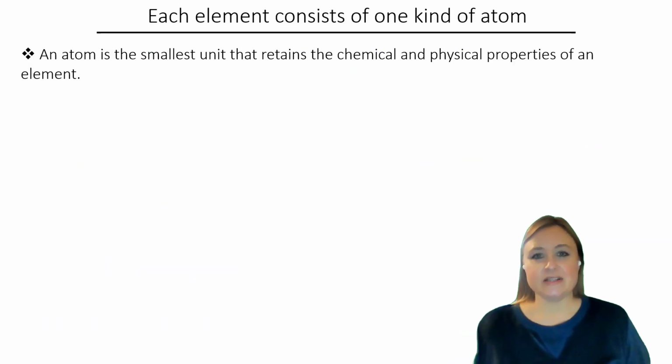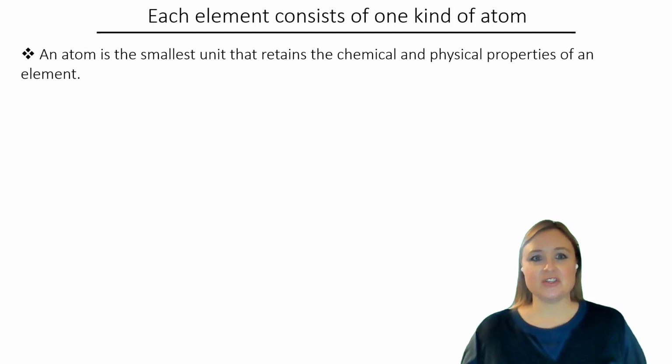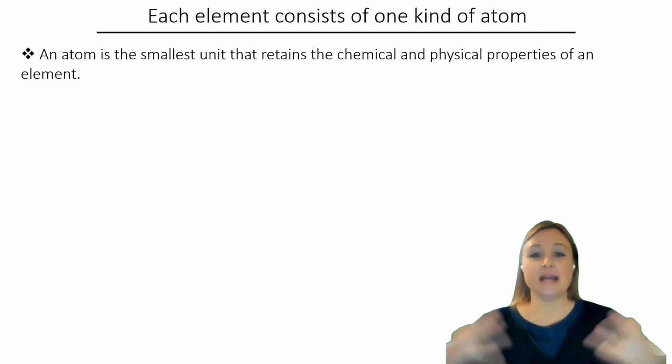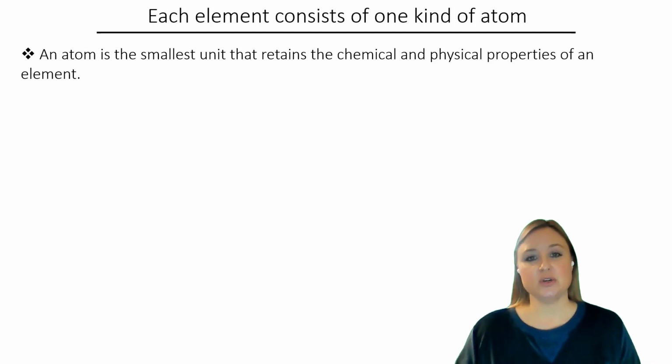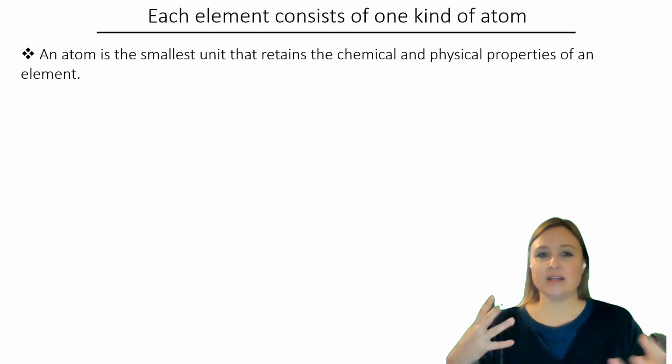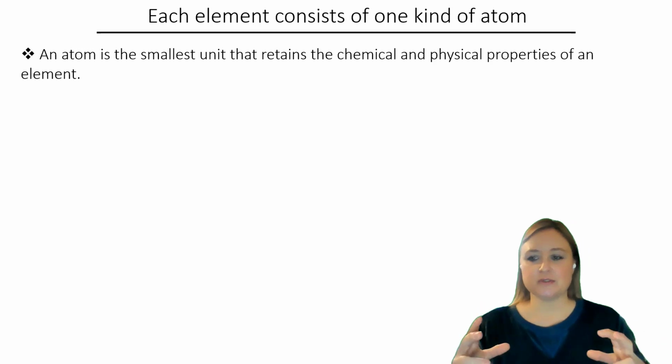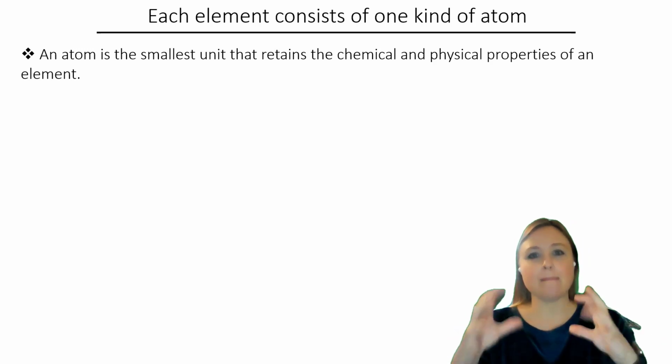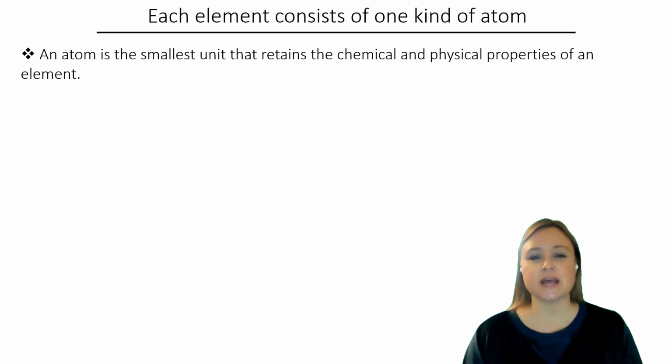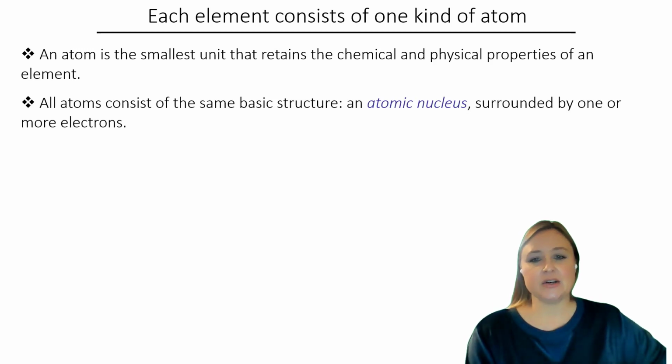Now, when we think about the elements like carbon, hydrogen, oxygen, and nitrogen, each element consists of one kind of atom. Now, an atom officially is the smallest unit that retains the chemical and physical properties of an element. But really, an atom is sort of like the structure, the map, and we can represent this with a diagram.